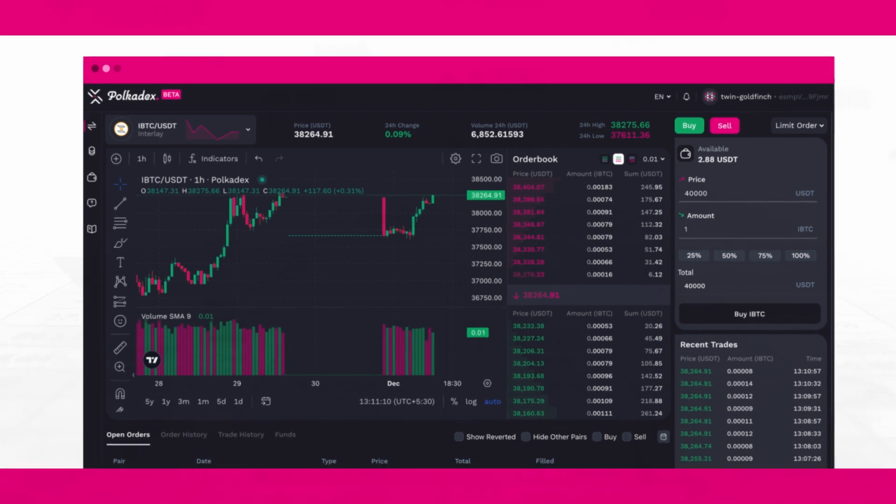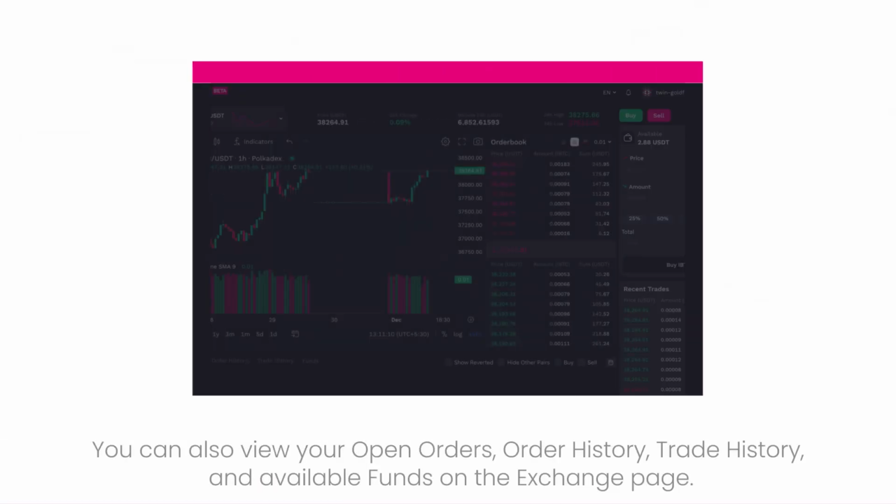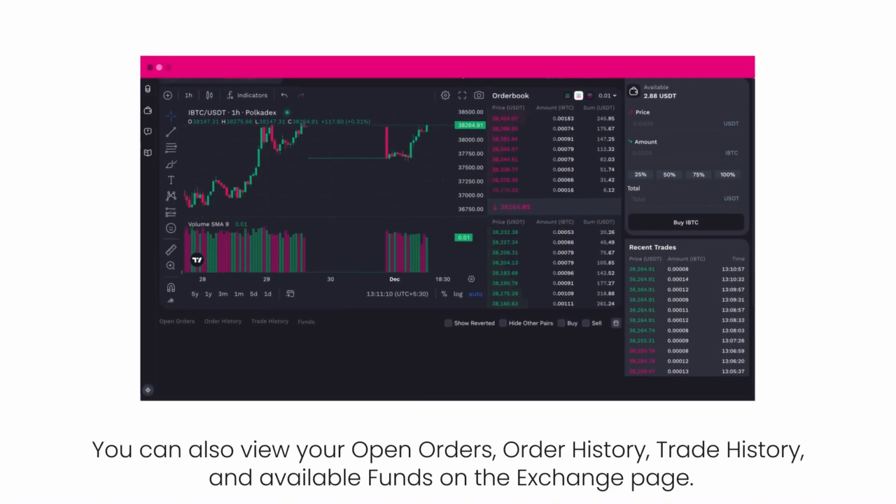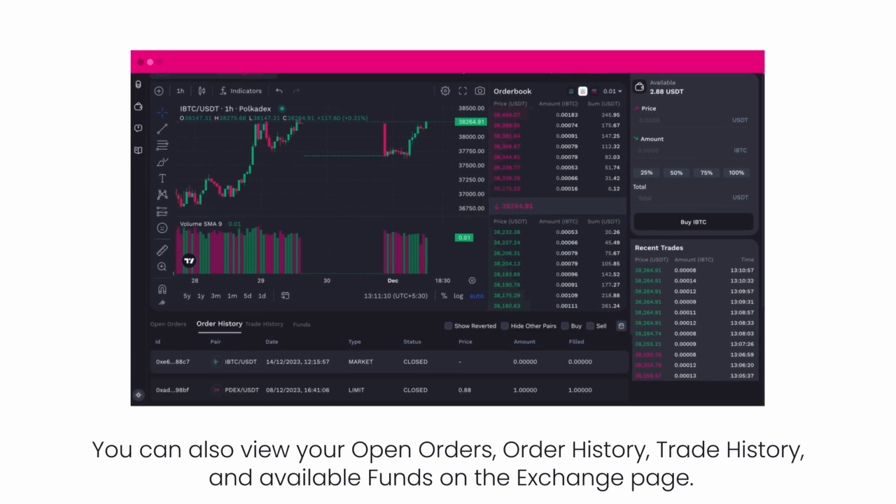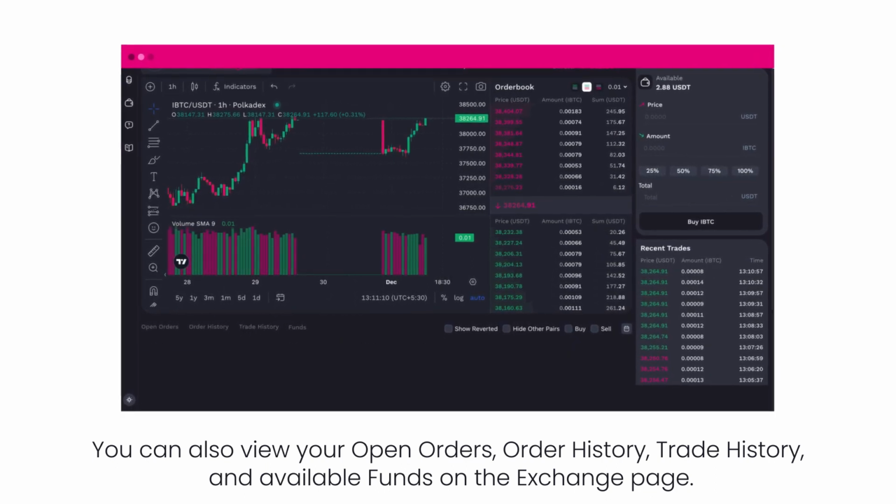When you're ready to execute your order, click Trade. Check the bottom of the page to see and manage your open orders, order history, trade history, and available funds.